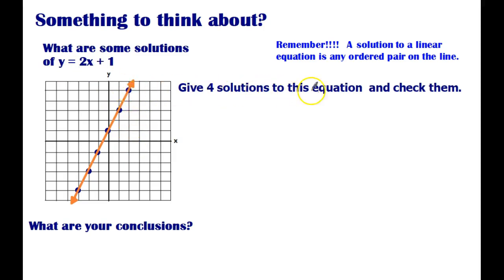So it says give 4 solutions to this equation and check them. I'm not going to spend too much time checking them because I think y'all should get the point. But at 0, 1 is a solution because 1 is equal to 2 times 0 plus 1. 1 is equal to 1. That is the reason why it's a solution. It makes the equation true.